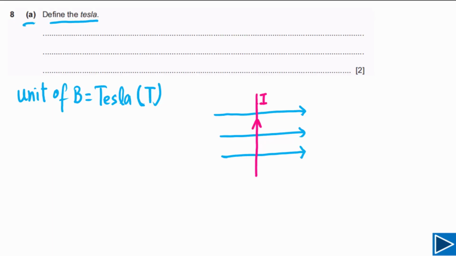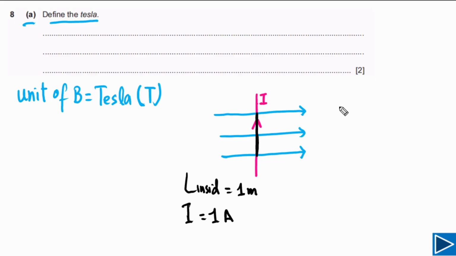If the length of this wire, let's say from here to here, means the length of the wire inside the magnetic field, I will simply say L inside magnetic field, if this is equal to 1 meter, and the current in the wire, I in the wire, is equal to 1 ampere, then we can define magnetic flux density.